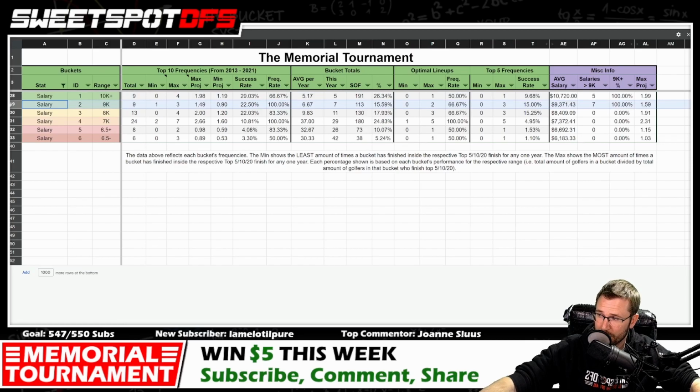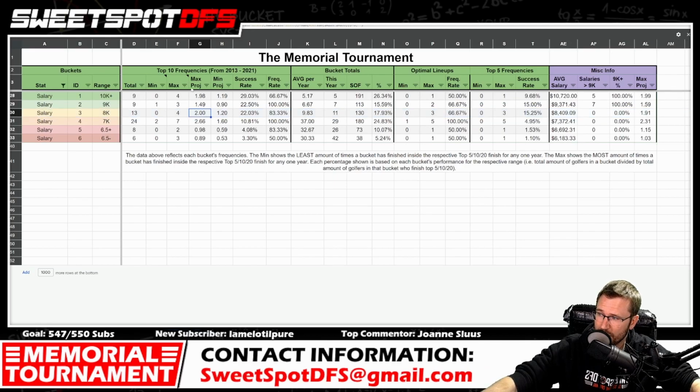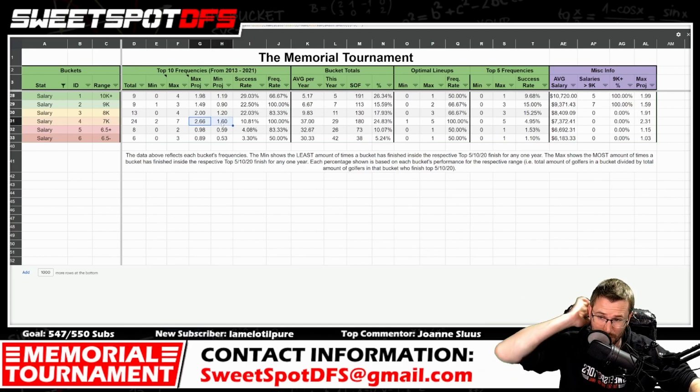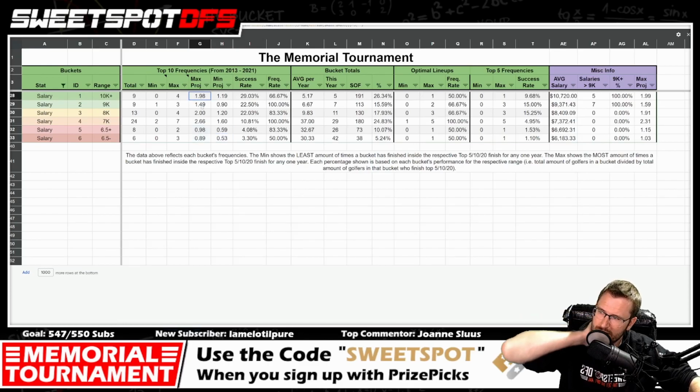9K, 0 to 2. So not even showing a lot of confidence here either. Same goes with the 8K range. Now this says 1 to 2. Does this go up or down? Nope, it's down. So 2 is the max. So 0 to 2 for the 8K range. 1 to 3 for the 7K range. That seems about right. And 0 to 2 are the 6Ks. It's crazy. They all add up how they should.